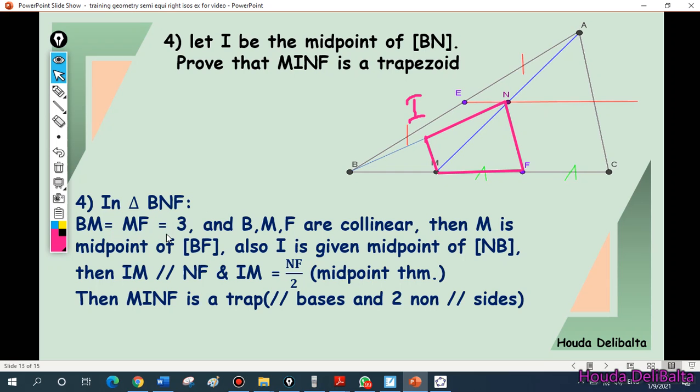Let's go ahead. In triangle BNF, again we have to specify the triangle we are using. BM equals MF equals 3, and they are collinear. Then M is the midpoint of BF. Also, I is given as the midpoint of BN. Thus, IM, using the midpoint theorem, is parallel to NF. And that's what we need to prove that MINF is a trapezoid. So MINF is a trapezoid because it has parallel bases and 2 non-parallel sides. It's not a parallelogram, it's just a trapezoid, so we just have to find 2 opposite parallel sides or bases.